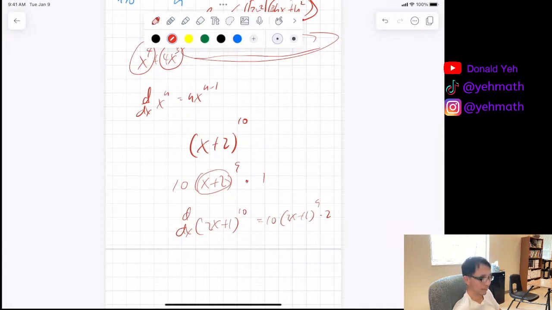So would it just be 20 times 2x plus 1 to the 9th? Yep. And there you go, that's chain rule.